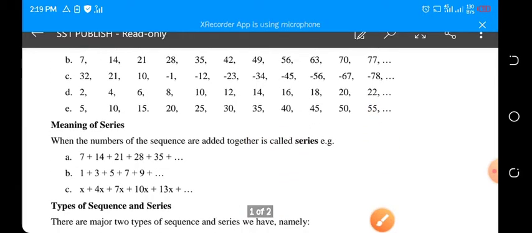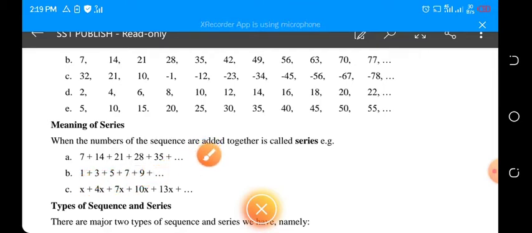Okay, let's quickly move down to the series. Now, when the numbers of a sequence are added together, it's called a series. It shows that you have a sequence before. The moment you put a sign like addition in between them, it is now called a series. Like the examples I have here: 7 plus 14 plus 21 plus 28 plus 35 plus, and it continues; 1 plus 3 plus 5 plus 7 plus 9 plus, and it continues; 5 plus 8 plus 11 plus 14 plus, and it continues. It's telling us that this one is called a series because the relationship between them all is addition.